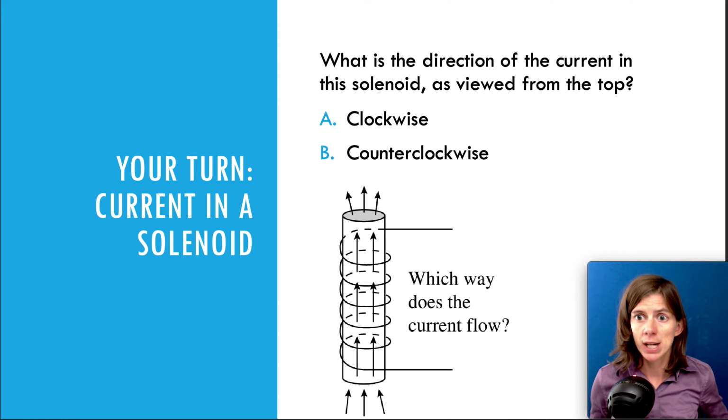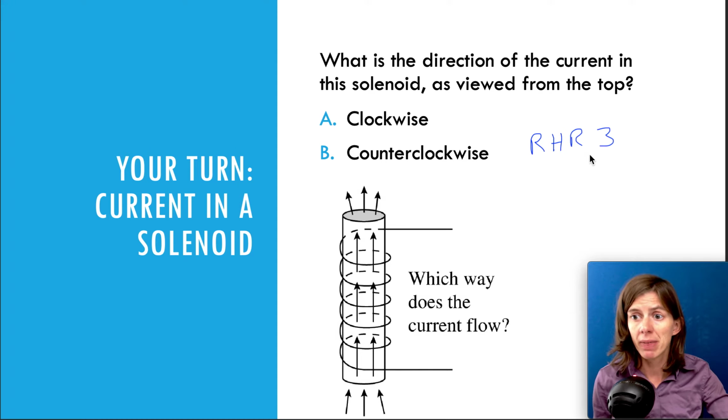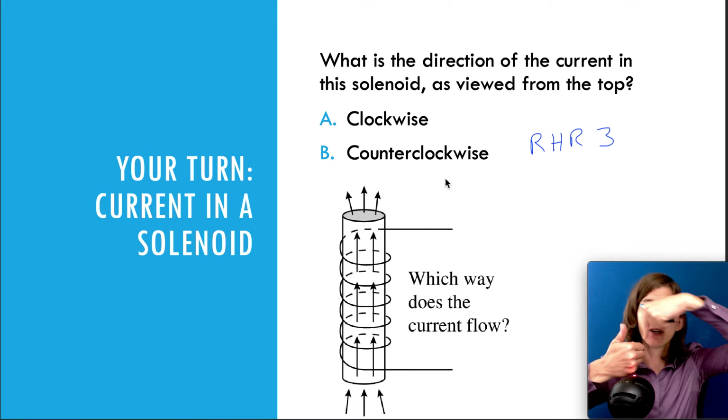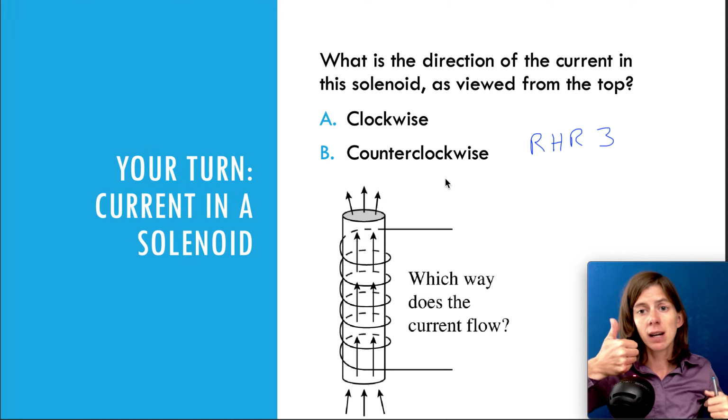Let's look at another question. What is the direction of the current in the solenoid as viewed from the top? So, which way is the magnetic field produced by a solenoid? We're going to use right-hand rule number 3. It's the same thing as the field produced by one loop, because it's just a bunch of loops that combine to have a stronger field. Remember, right-hand rule number 3 told us that if we curl our fingers in the direction of the current, then the thumb is the magnetic field within that loop.